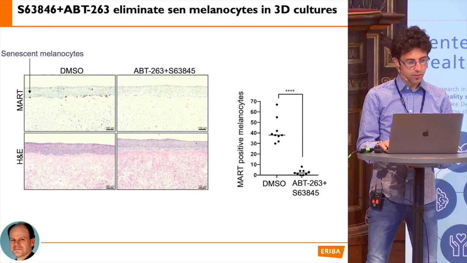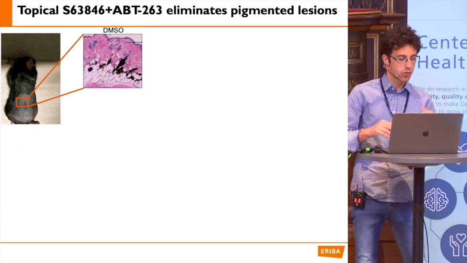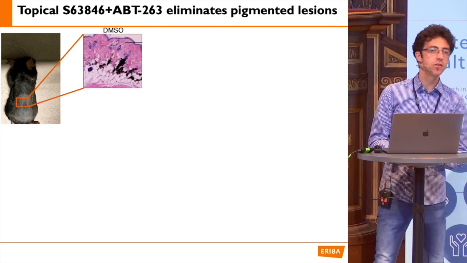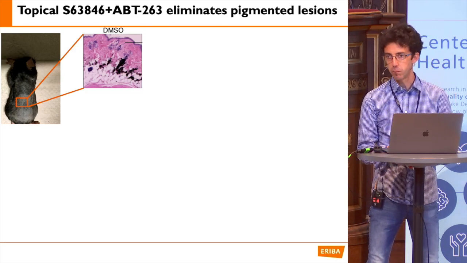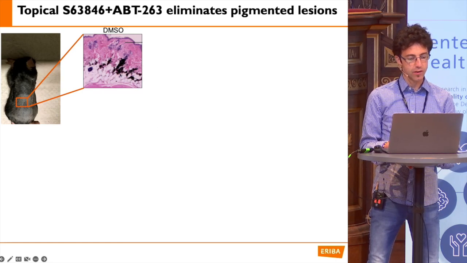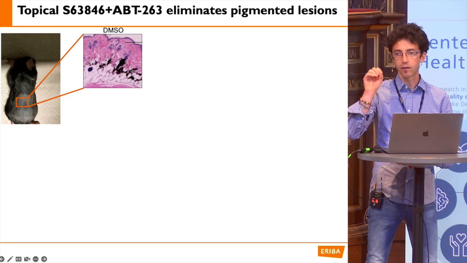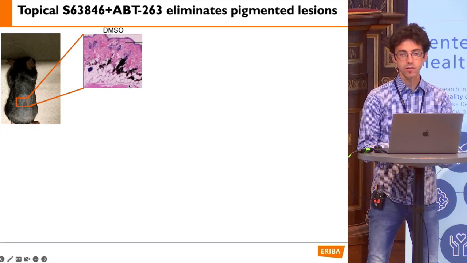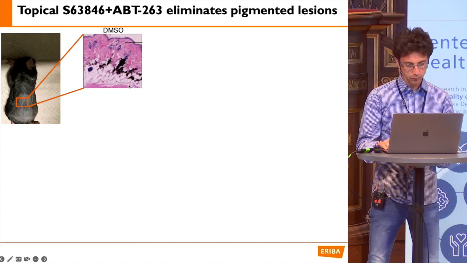And then at last, we used an even more physiological system. We actually took a mouse, a mouse where we can inducibly generate these hyperpigmented lesions that you can see here. After induction you can start to see these very nice black structures that are indeed nests of senescent melanocytes that secrete a lot of melanin.